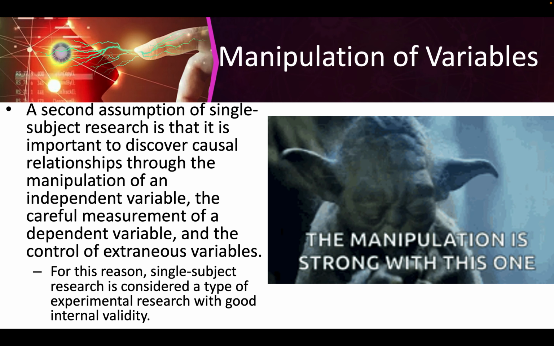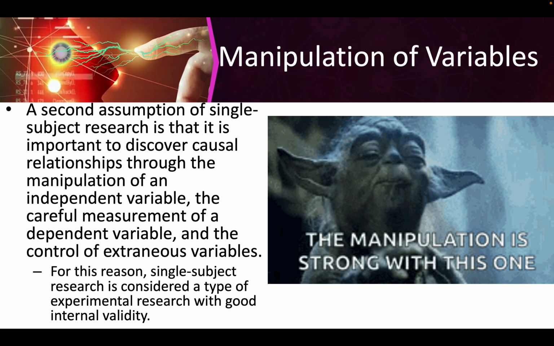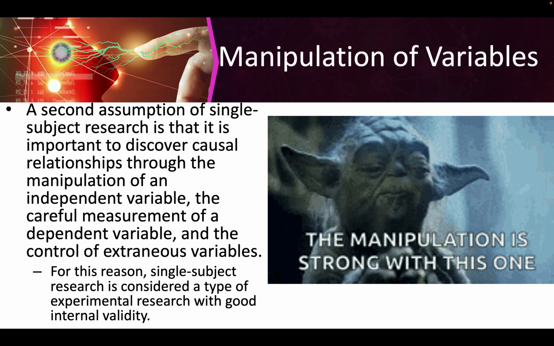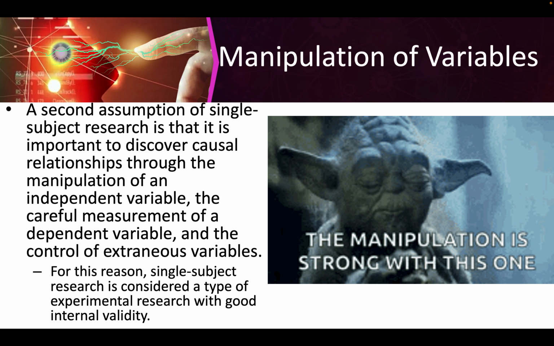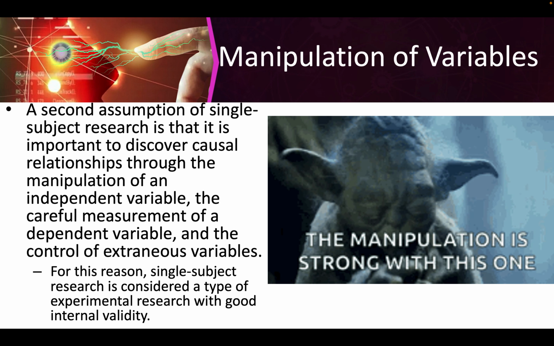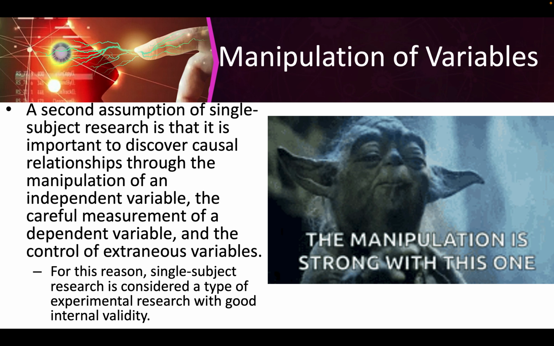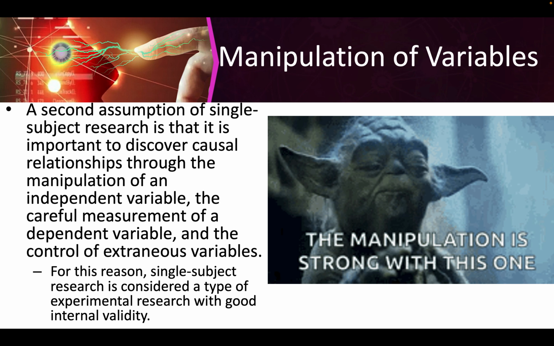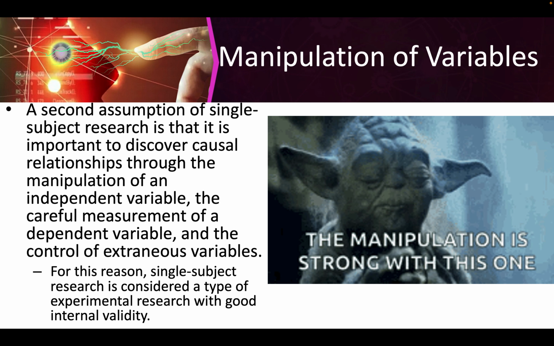A second assumption of single subject research is that it is important to discover causal relationships through the manipulation of an independent variable, the careful measurement of a dependent variable, and the control of extraneous variables. For this reason, single subject research is considered a type of experimental research with good internal validity.